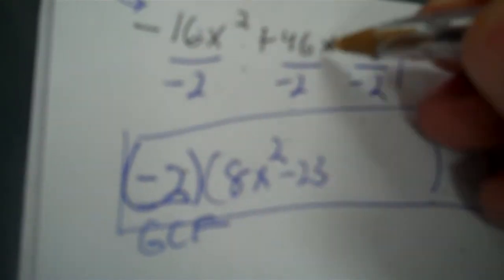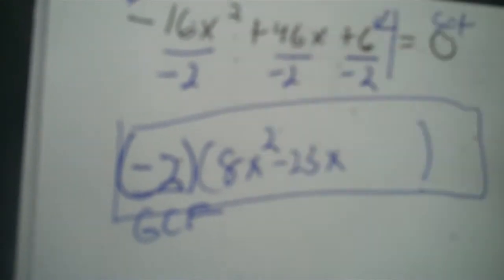Okay, so that makes positive 8. Now you're not dividing by an x, so you keep it as x to the second. And that's negative 23. Not dividing it by an x, so you keep the x. And then 6 divided by negative 2 is negative 3. That's just going to be a constant. Now, cross that out, place it over here.